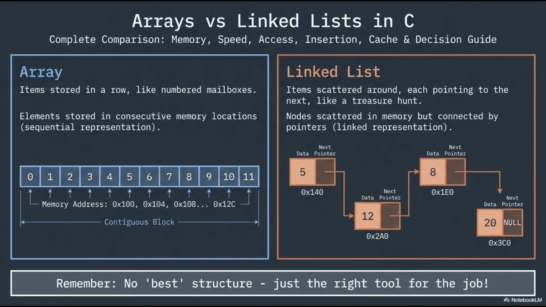On the left side here, we have the array. An array stores items in a beautifully contiguous, sequential block of memory. Think of it like a neat row of sequentially numbered mailboxes right on a street. Now, over on the right, we've got the linked list. Instead of that nice, neat row, a linked list just scatters its nodes completely randomly throughout memory. To keep the whole thing organized, every single node contains a pointer, basically a little directional sign that connects it forward to the very next node.